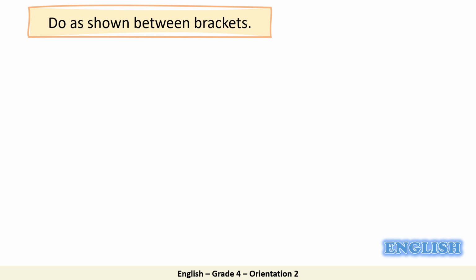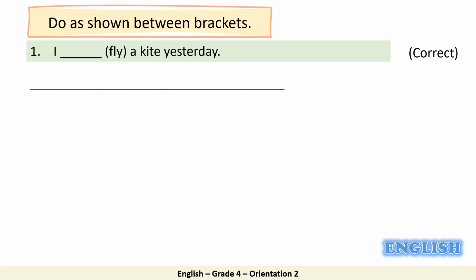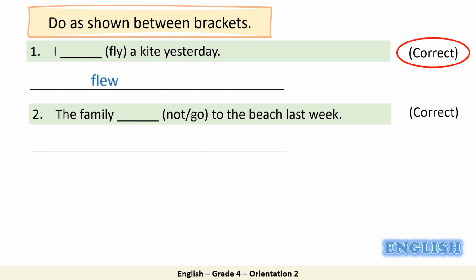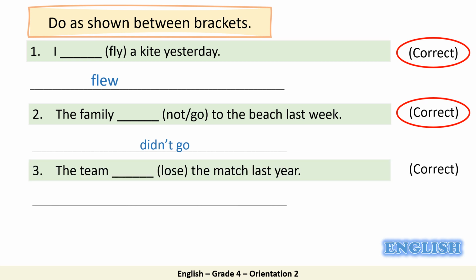Now let's do the next activity. Do as shown between brackets. Number 1. I fly a kite yesterday. Let's correct the verb between brackets. We have yesterday, so we would say I flew a kite yesterday. Number 2. The family, space, not go, to the beach last week. Let's correct the verb. The family didn't go to the beach last week.